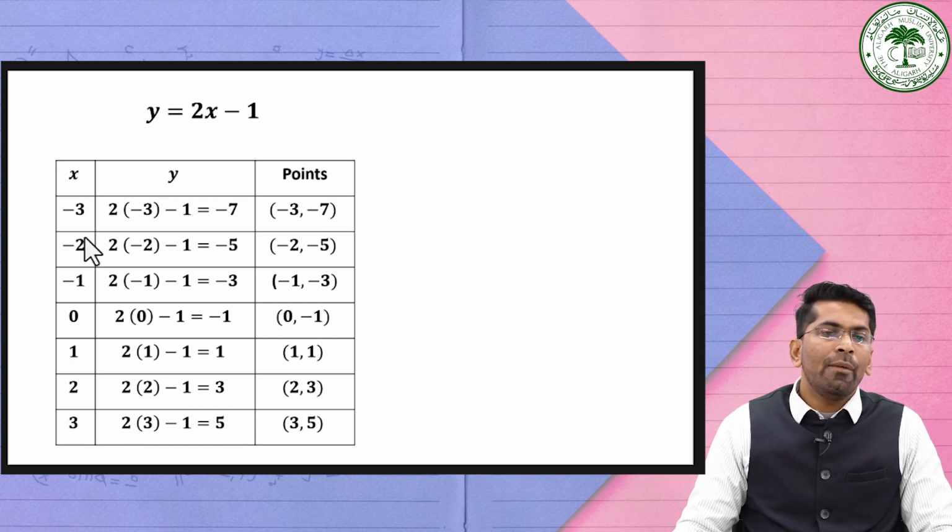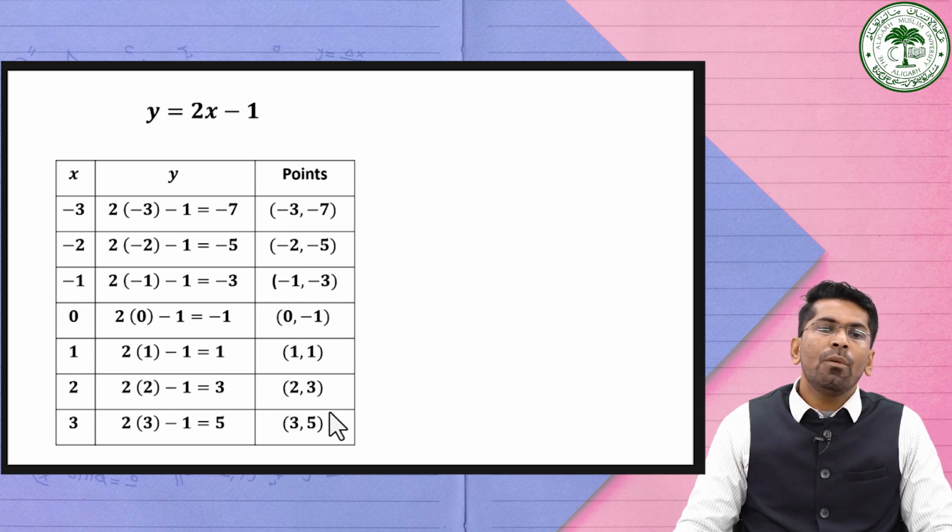So for each and every value of x, we have a corresponding value for y. By taking the pairs of x and y values, for minus 3 we have minus 7, for minus 2 we have minus 5, and for minus 1 we have minus 3 as well. So accordingly, we have different points here, and these are known as coordinate points.